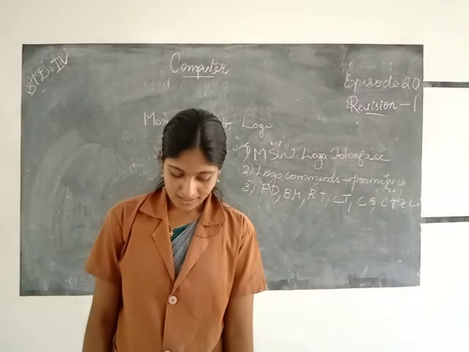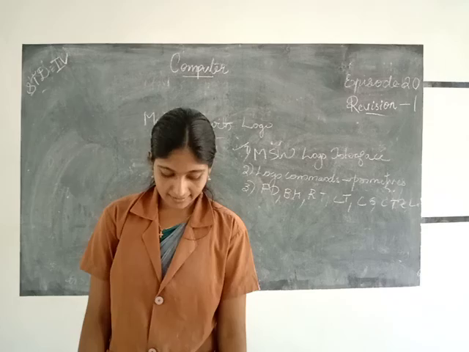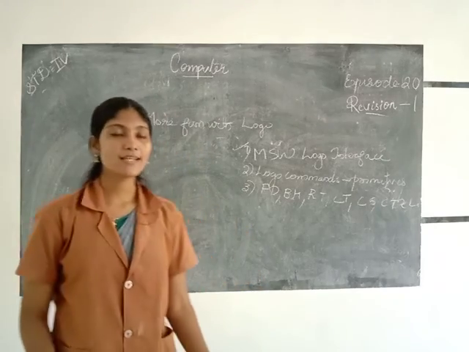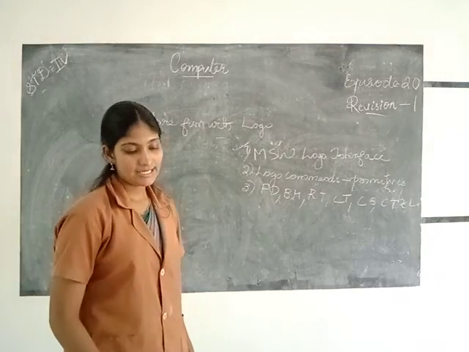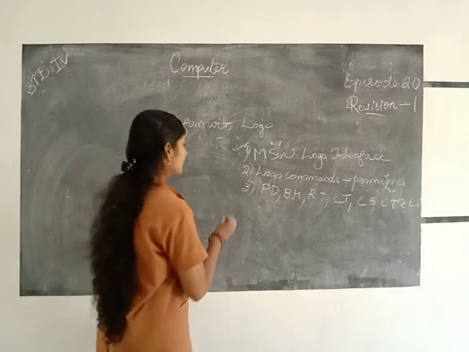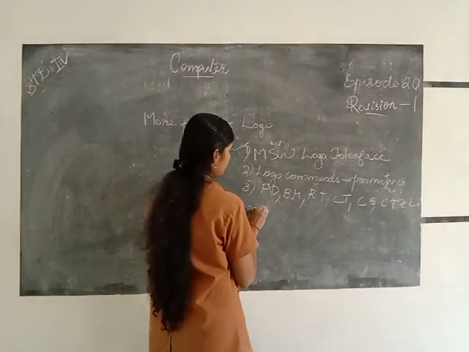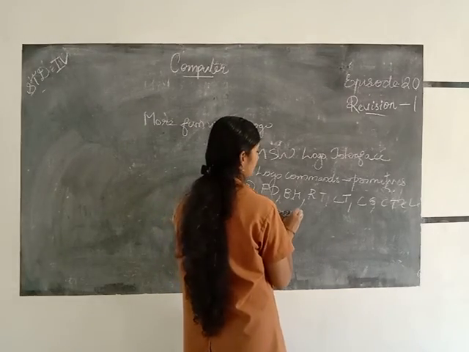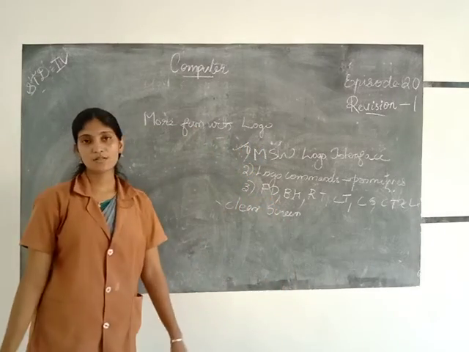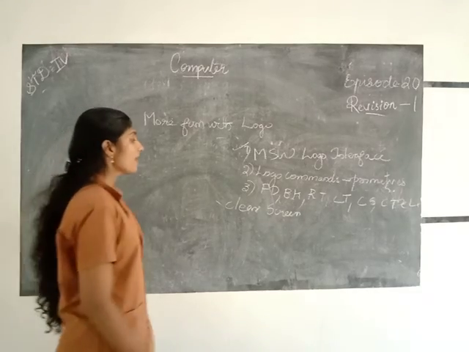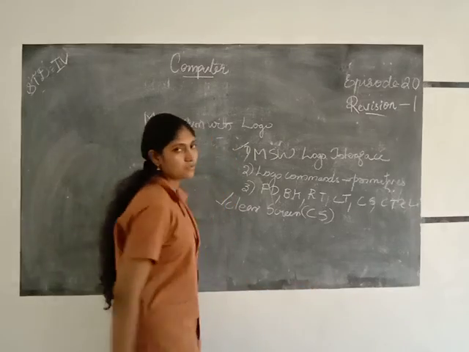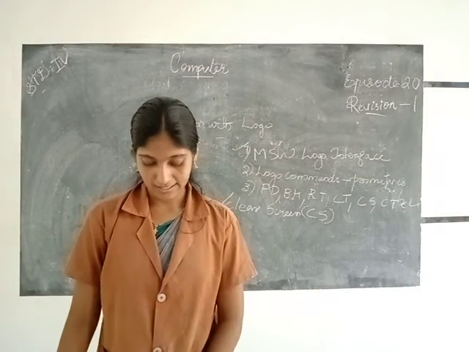Then next, which is the command used to clear the drawing area of the screen? That is CS. CS means clear screen, the command used to clear the drawing area. The question: which is the command used to clear the drawing area? Clear screen, or CS.